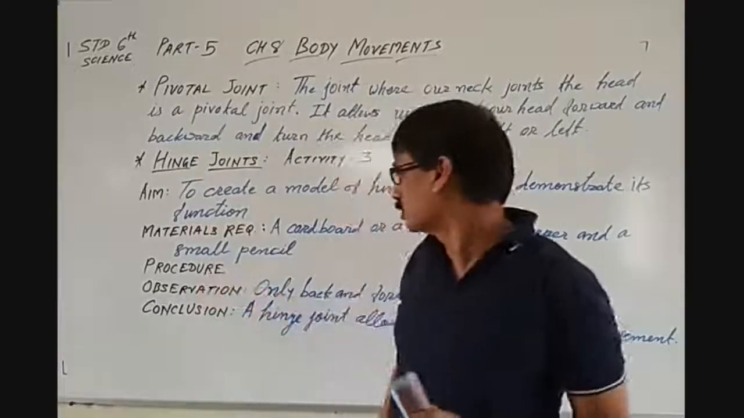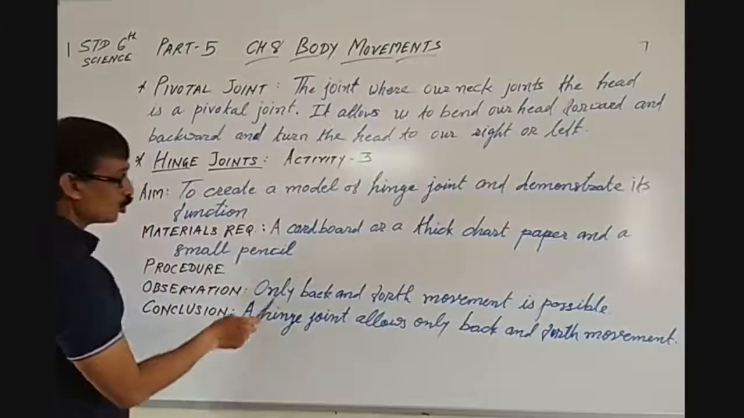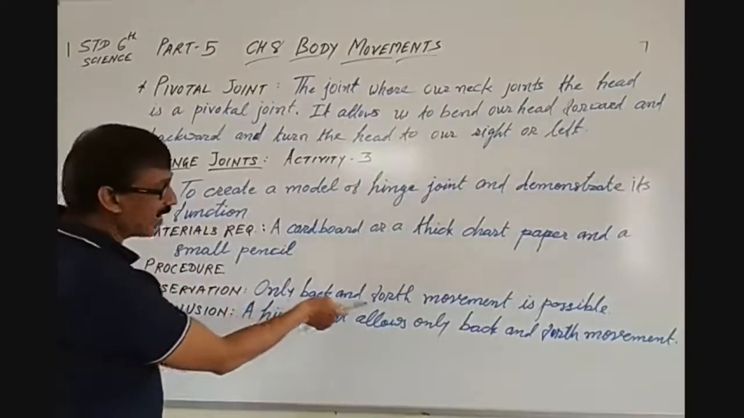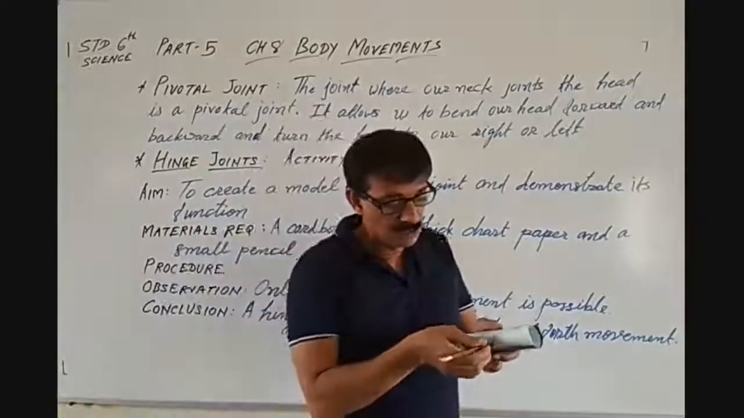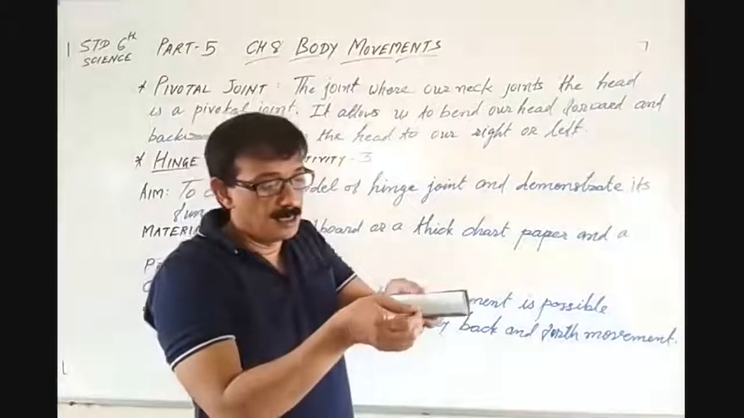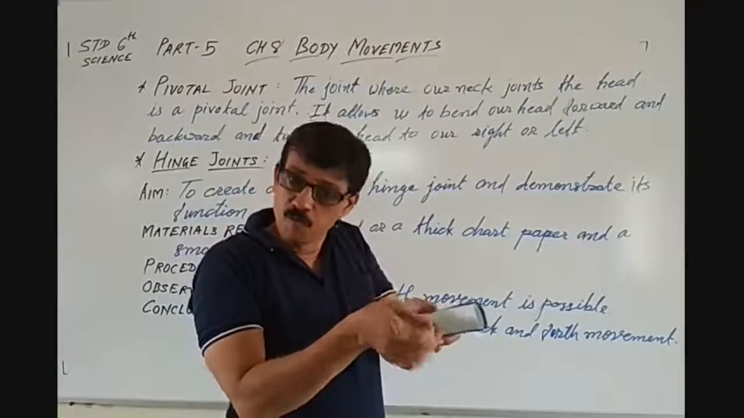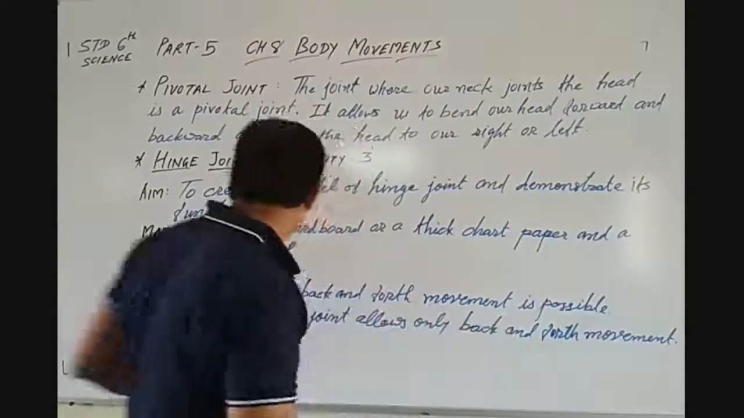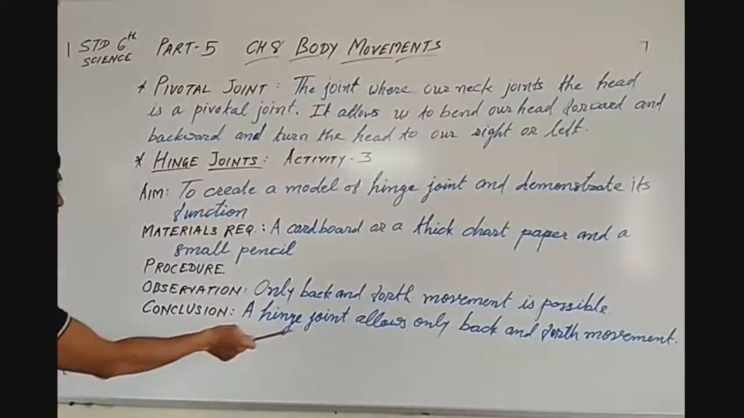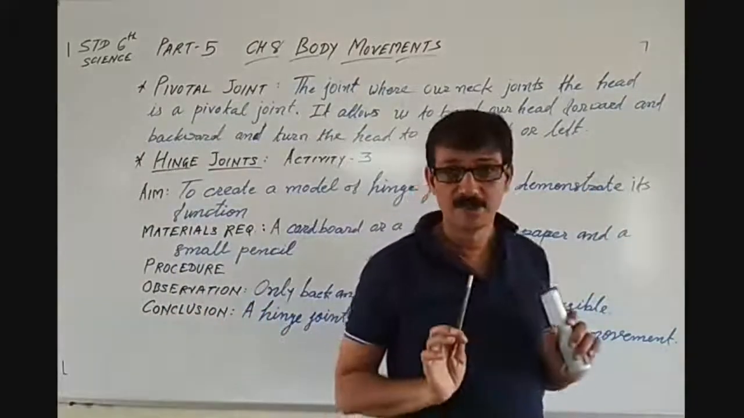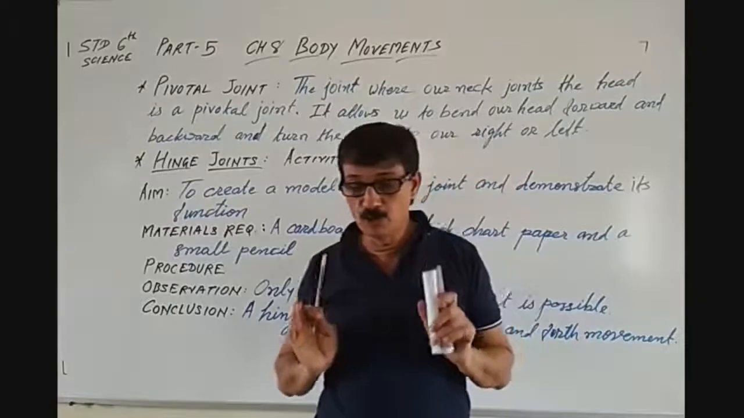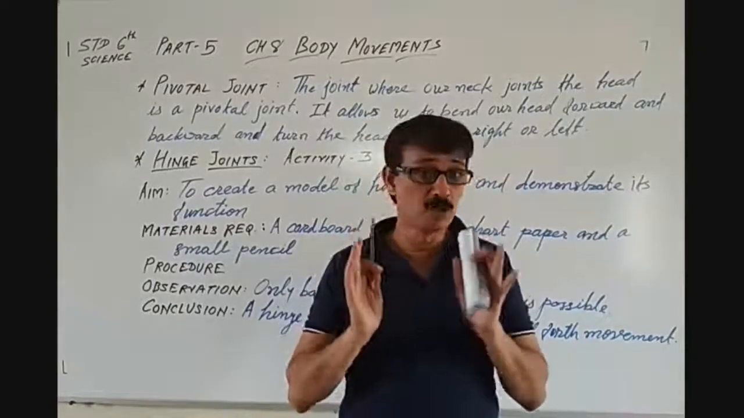So what is the conclusion or observation? Only back and forth movement is possible. Conclusion: a hinge joint allows only back and forth movement. A hinge joint allows only back and forth movement.